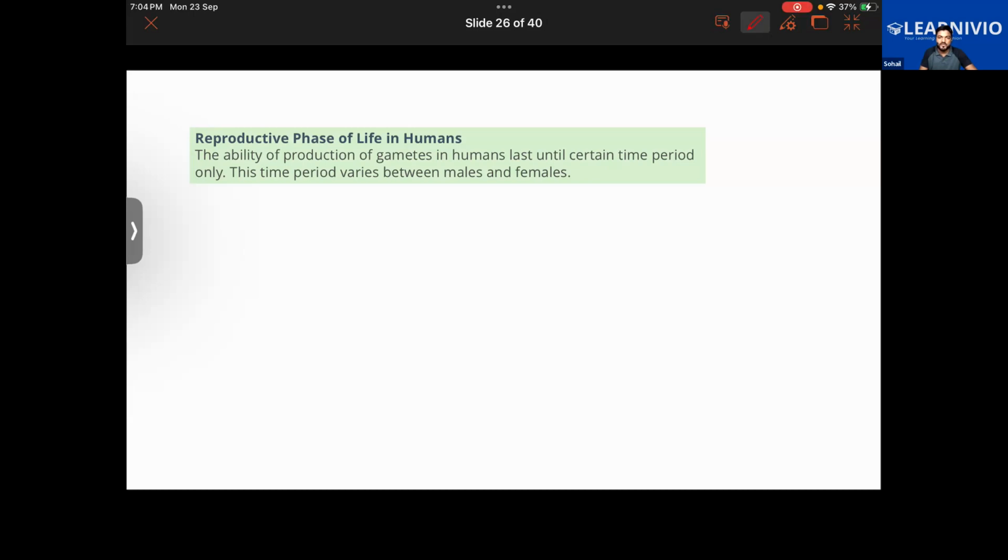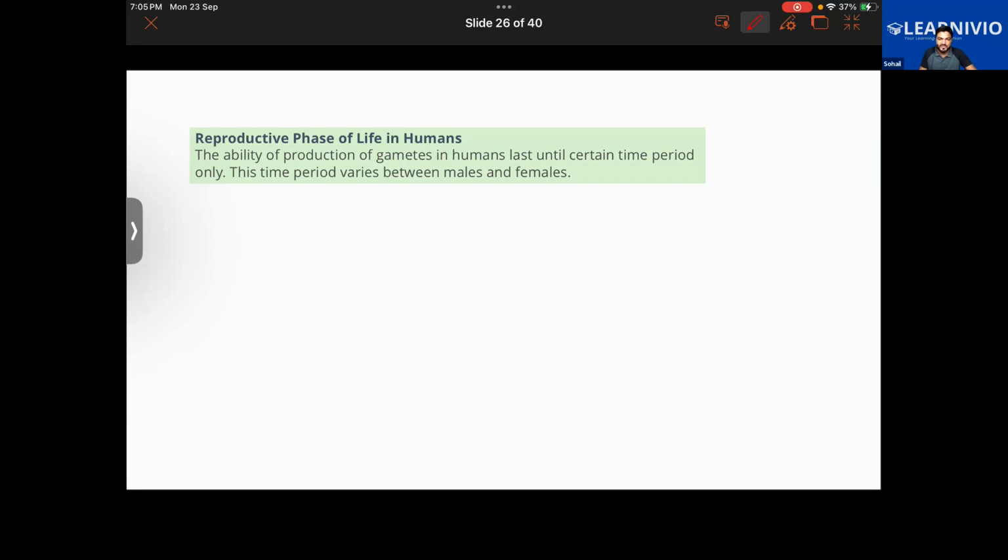Like, what do we know in the case of females? When does the reproductive phase begin? When does the menstrual cycle begin? Sir, 10 to 12 actually. Yeah, 10 to 12. So it begins from the age of 10 to 12 years and continues till the age of 45 to 50 years. Also, the first menstrual cycle occurs once during puberty, and that is called menarche. I'm going to write down all these terms.